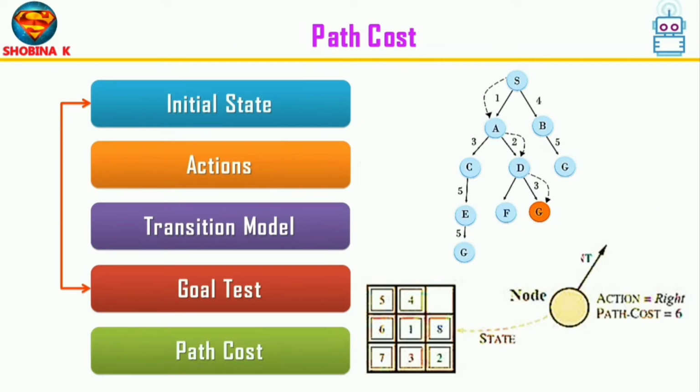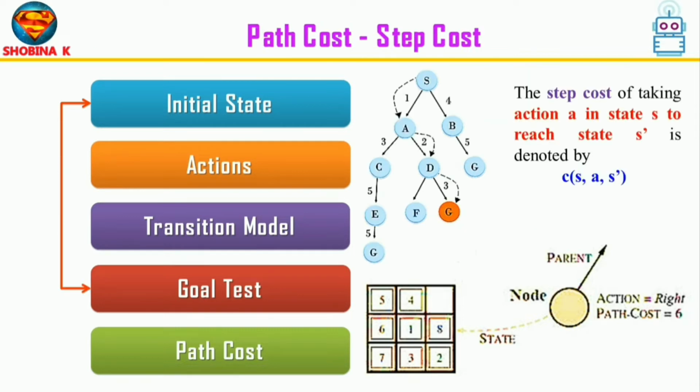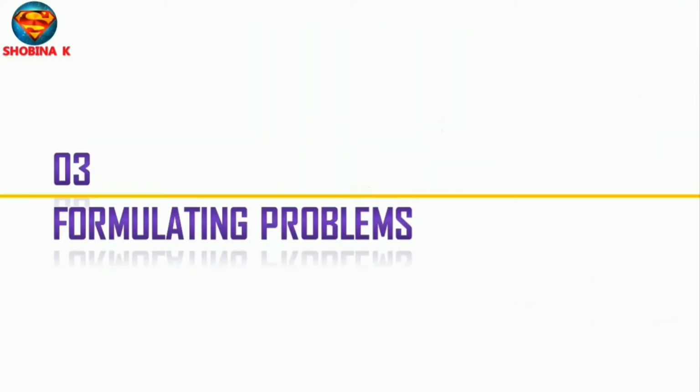The solution to the problem is an action sequence that leads from the initial state to the goal state, and the solution quality is measured by the path cost function. An optimal solution has the lowest path cost among all solutions. The step cost of taking an action A in state S to reach the state S dash is denoted by C of S, A, S dash.